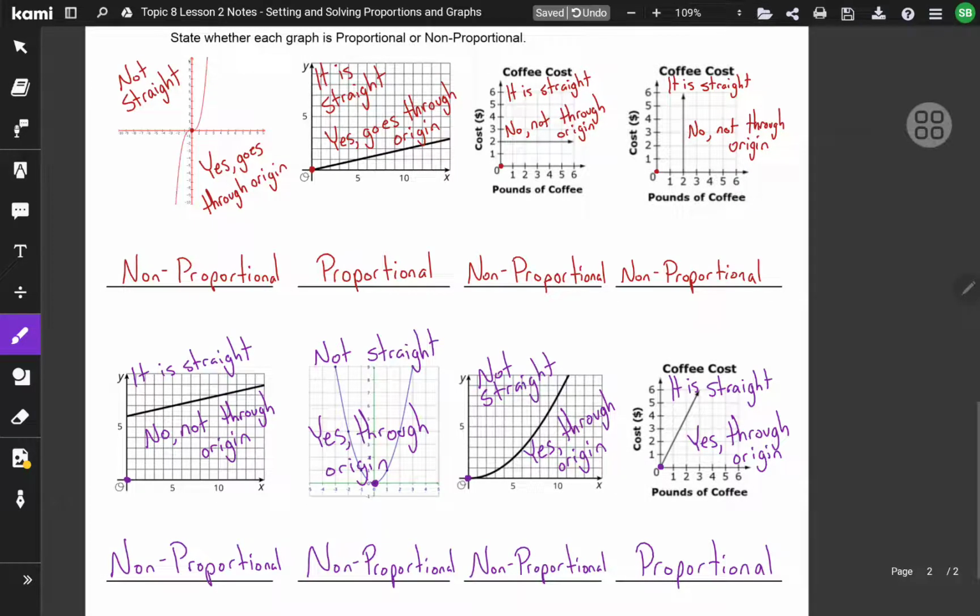All right, go ahead and check your answers here. Make sure you got them and you understand what you're doing. If you have questions, make sure you ask.